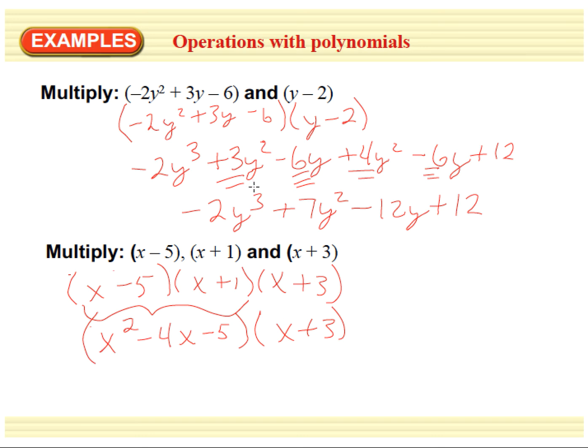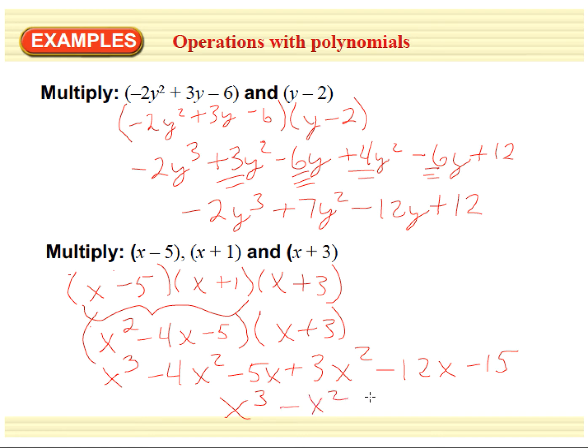From there, we're going to do the same thing we did above. Everything in this parentheses multiplied by x. X cubed minus 4x squared minus 5x. And then everything gets multiplied by 3, plus 3x squared minus 12x minus 15. Combine that. X cubed, negative 4x squared plus 3x squared is negative x squared. Negative 5x minus 12x is negative 17x minus 15.